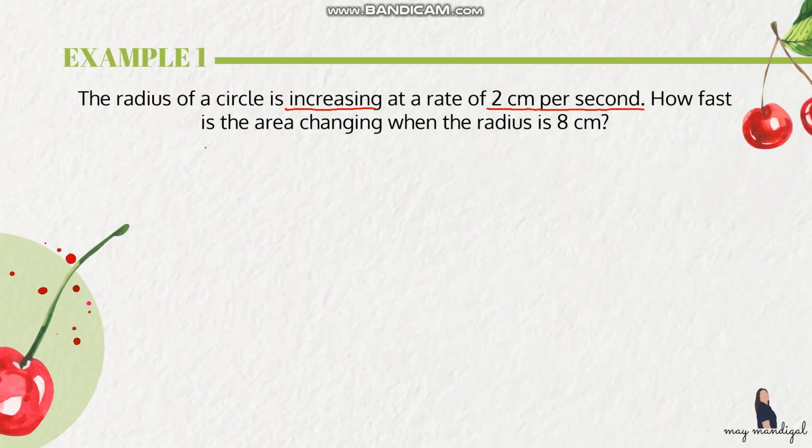So let's write first the variables that we have. First is the radius, so that is r, and we have the area, which is A. Now, from the problem, we know that the radius of the circle is increasing at a rate of 2 cm per second. That means that is the rate of change in the radius with respect to time. So that is our dr over dt, which is 2 cm per second. Next, we also know that the radius is 8 cm. So let's write r is equal to 8 cm.